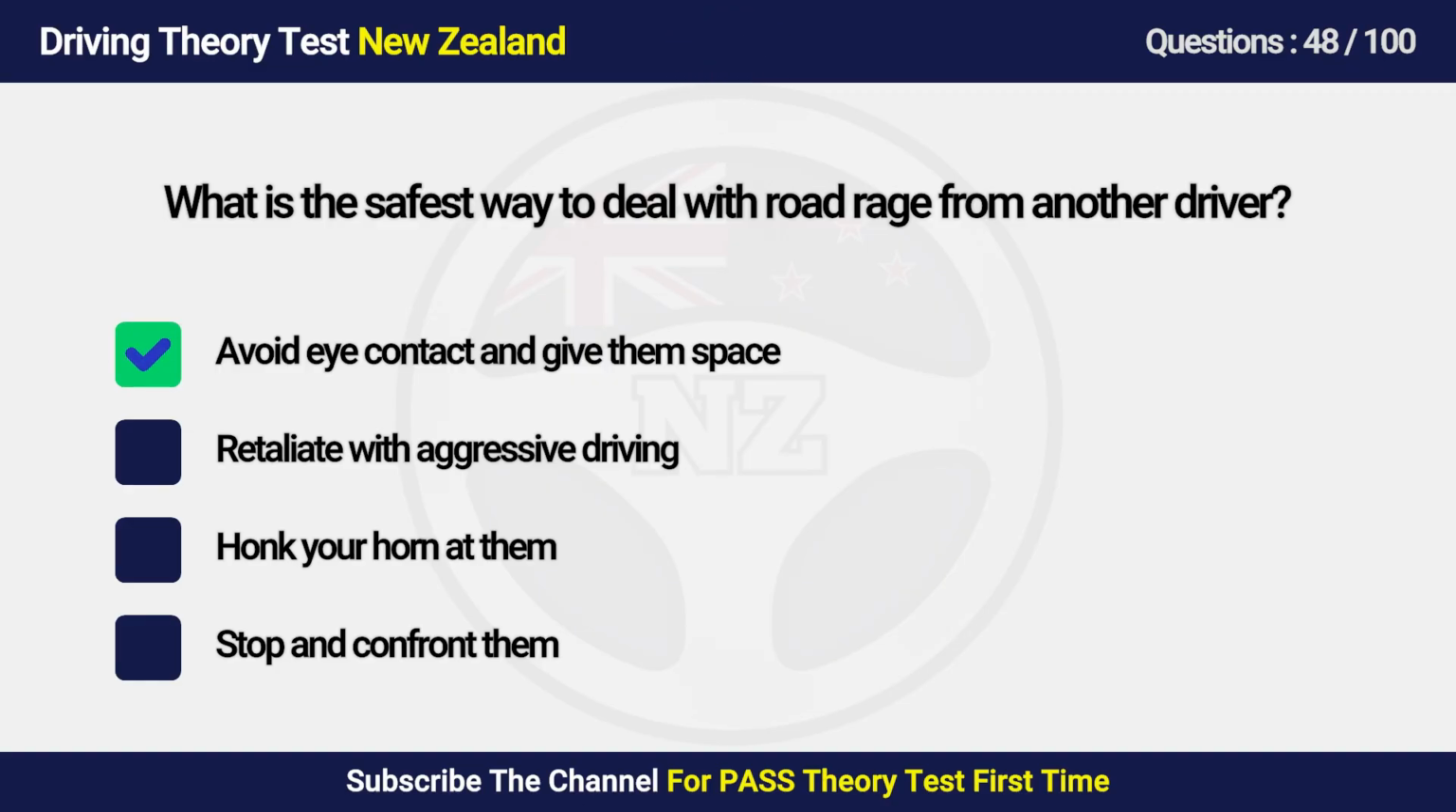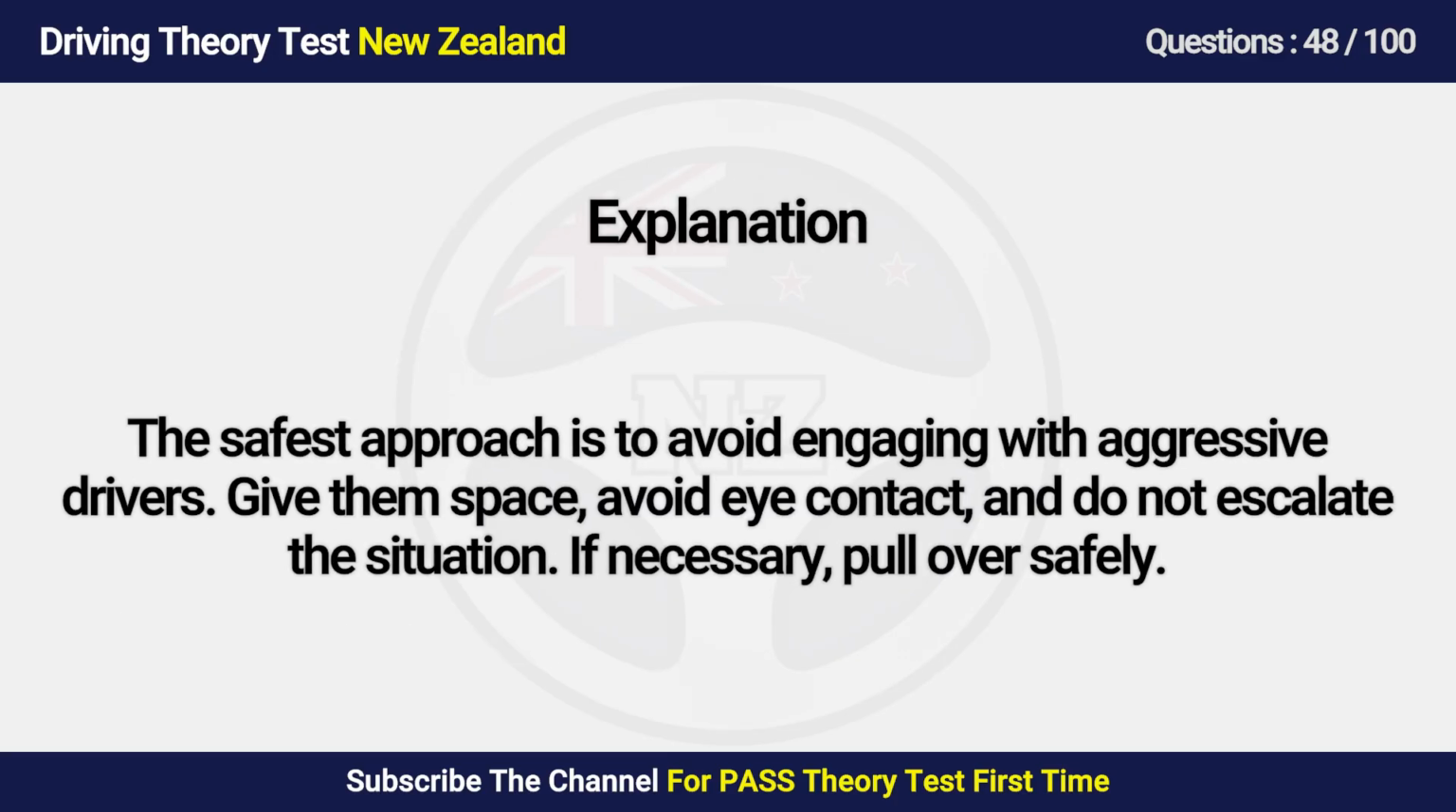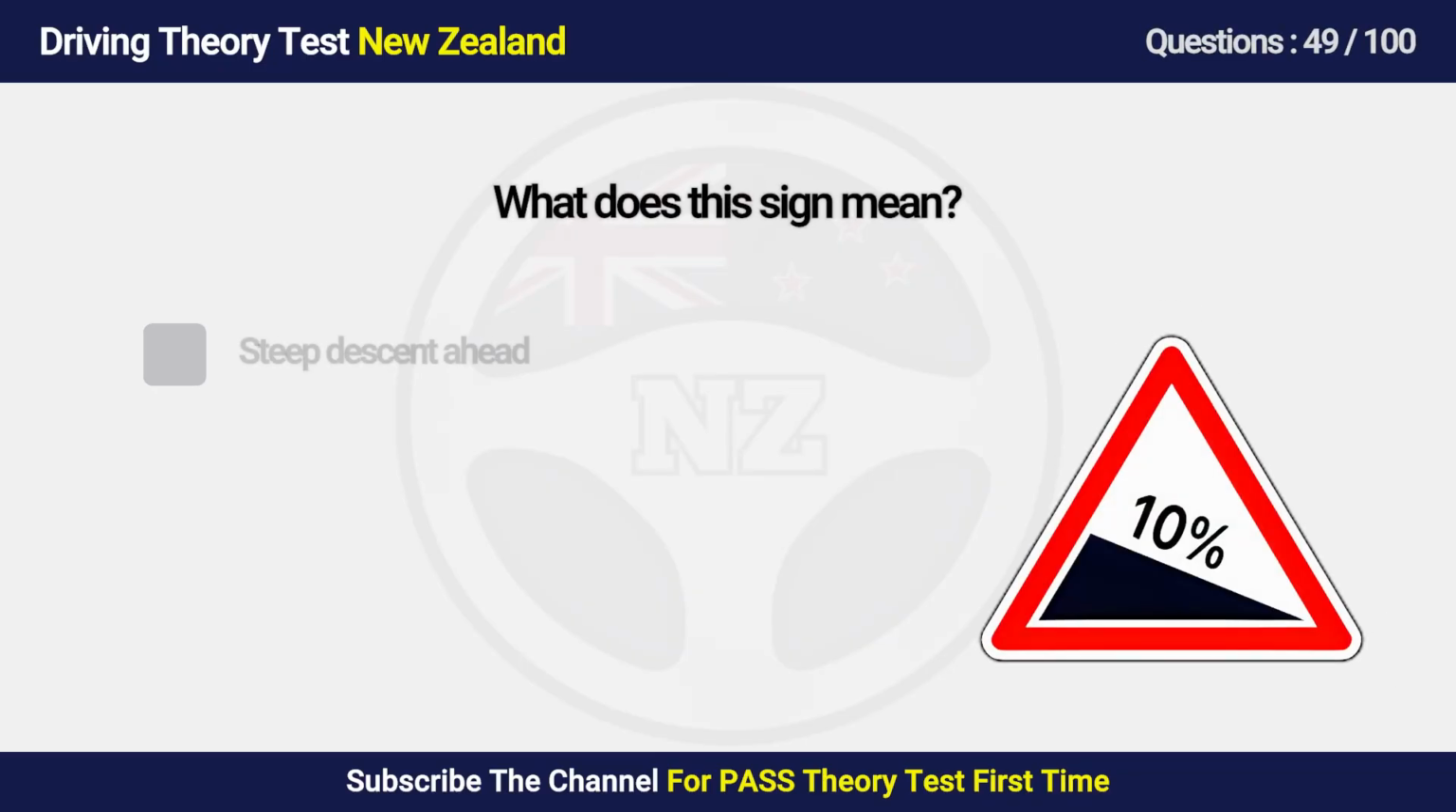Answer is A, avoid eye contact and give them space. The safest approach is to avoid engaging with aggressive drivers. Give them space, avoid eye contact, and do not escalate the situation. If necessary, pull over safely. Question 49. What does this sign mean?